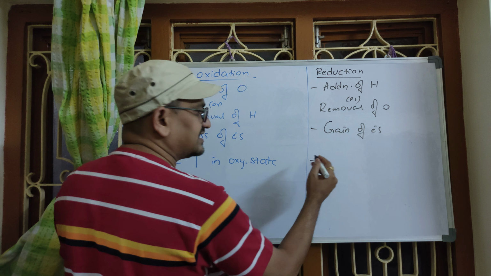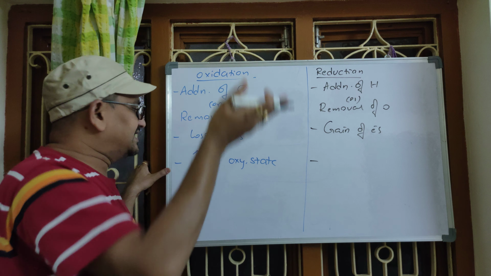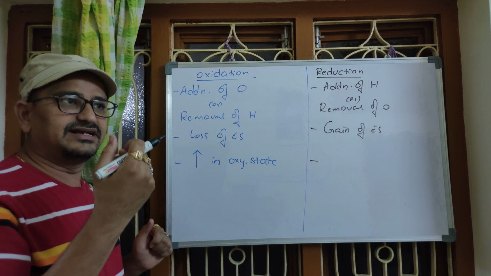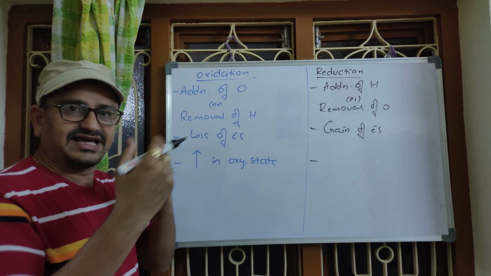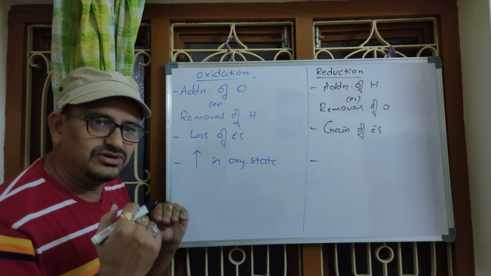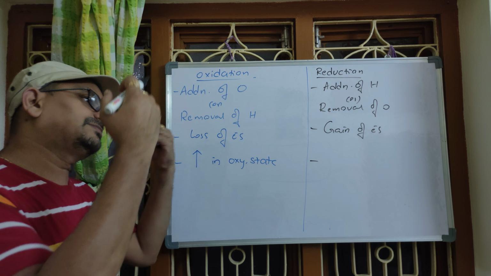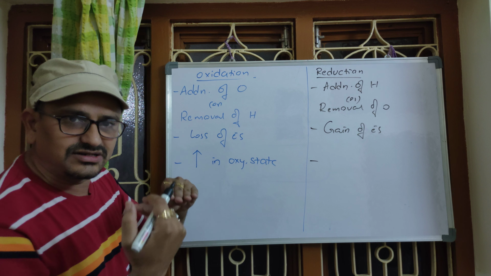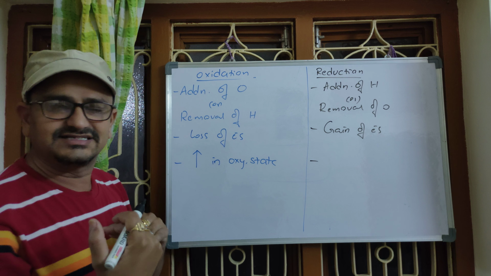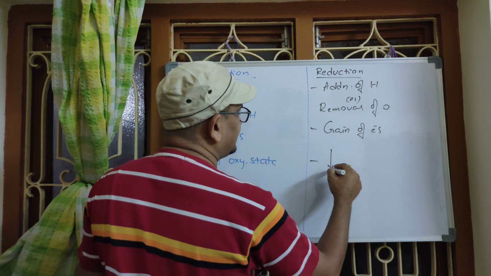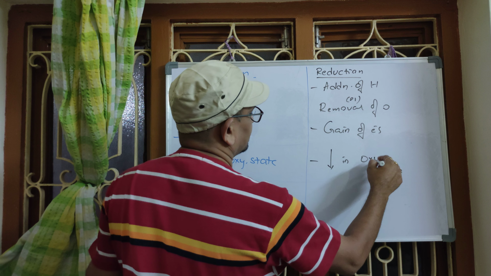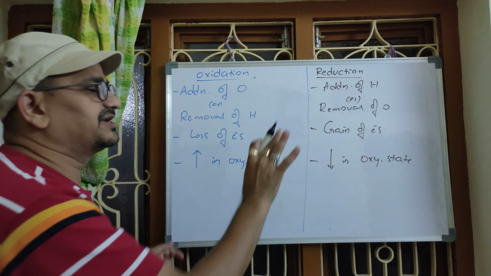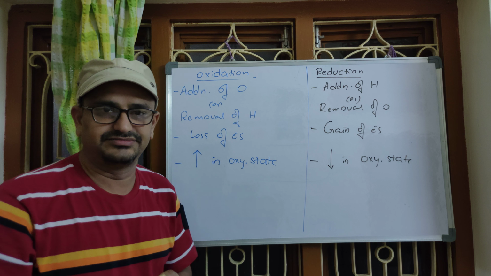And whenever electrons are gained, there is an increase or decrease in oxidation state. When negative charges are gained, positive charges will be nullified, cancelled, right? So the oxidation number value decreases. Whatever positive value exists, when we add negative value, its value comes down because they get neutralized, right? So there is a decrease in oxidation state. So for these three lines for oxidation and reduction, you should be very, very perfect.